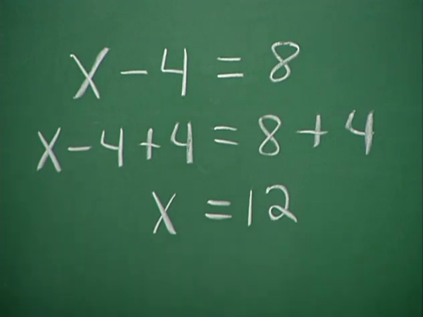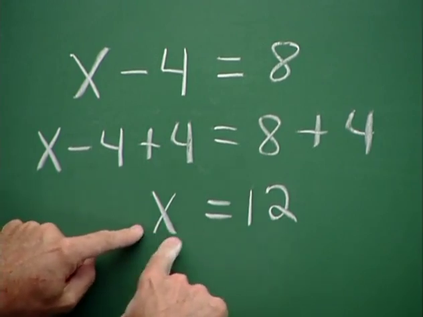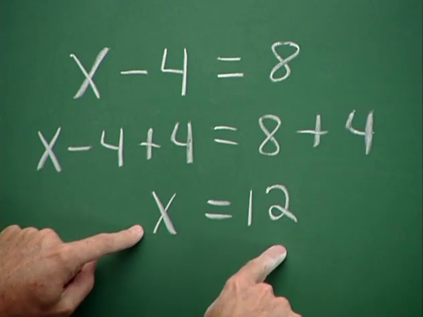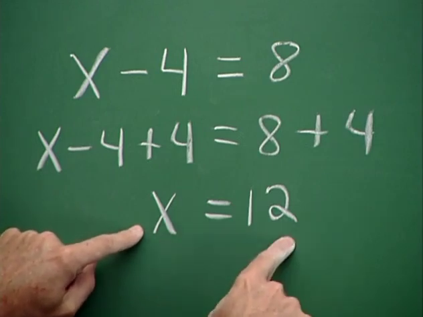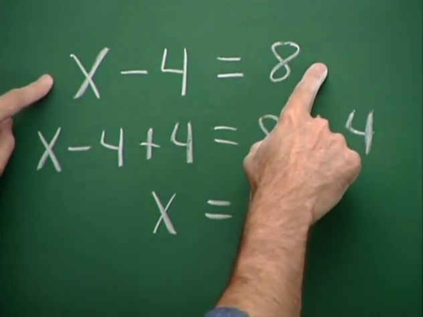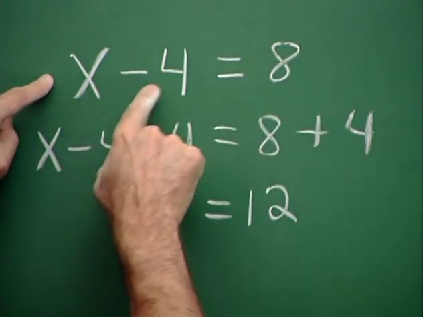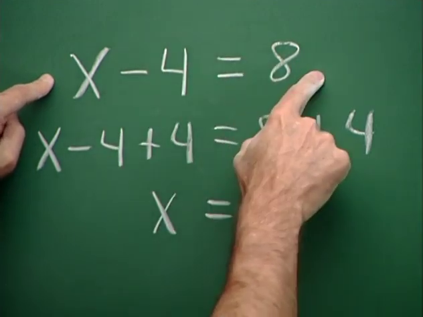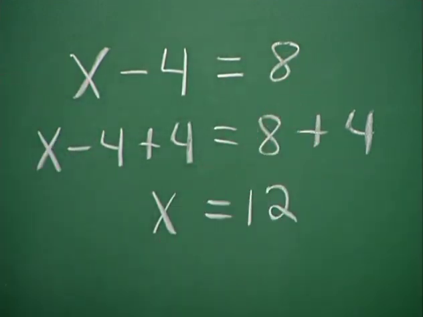The nice thing about solving equations is that we always know whether or not we have a solution because we can check. And we check by replacing the letter with the number we find for it. We find here that x is 12. So if x is replaced with 12 in the original equation, let's see if we don't get a true statement. We'd have 12 minus 4, 8 over here. 8 equals 8. Yes, that's true, so this is the correct solution.